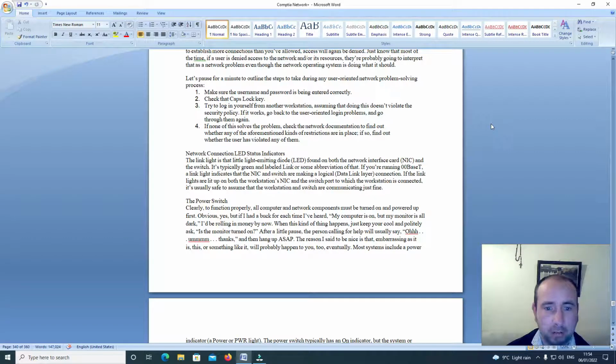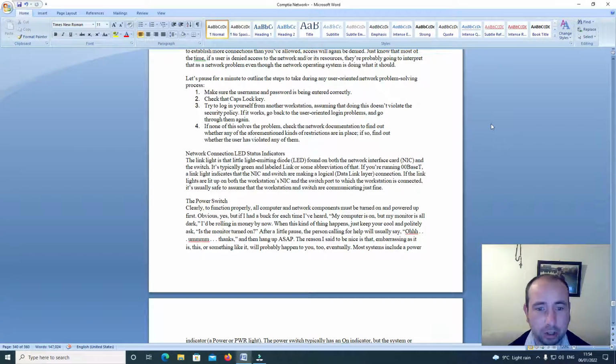If none of this solves the problem, check the network documentation to find out whether any of the aforementioned kinds of restrictions are in place. If so, find out whether the user has violated any of them.